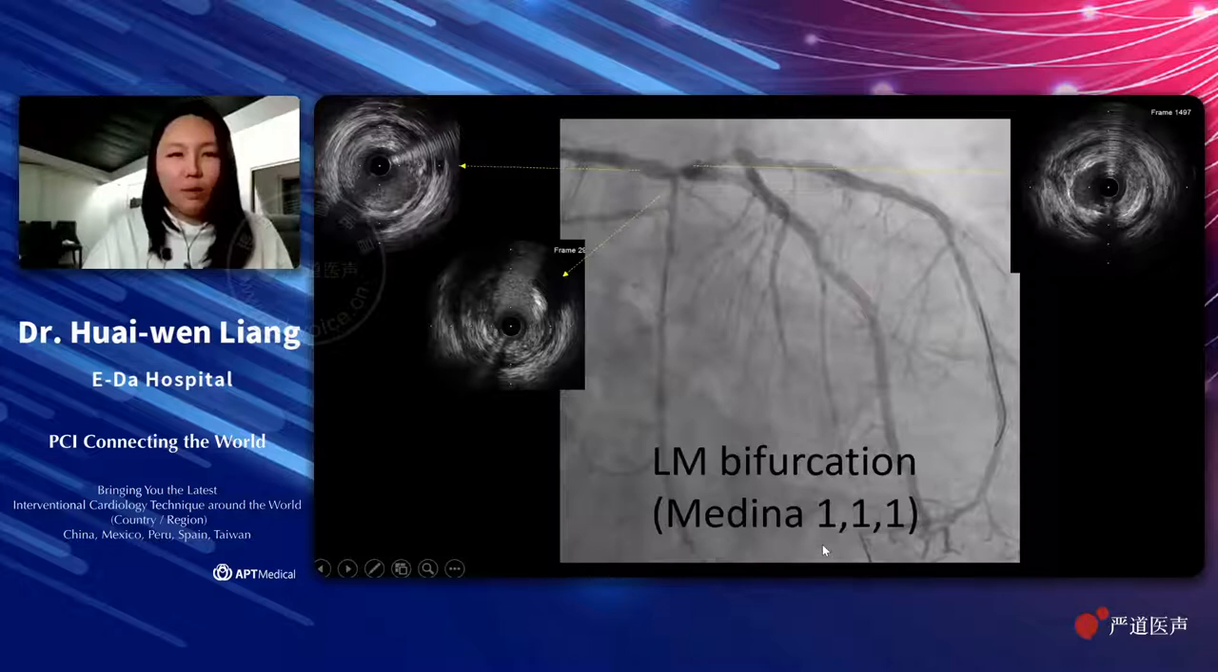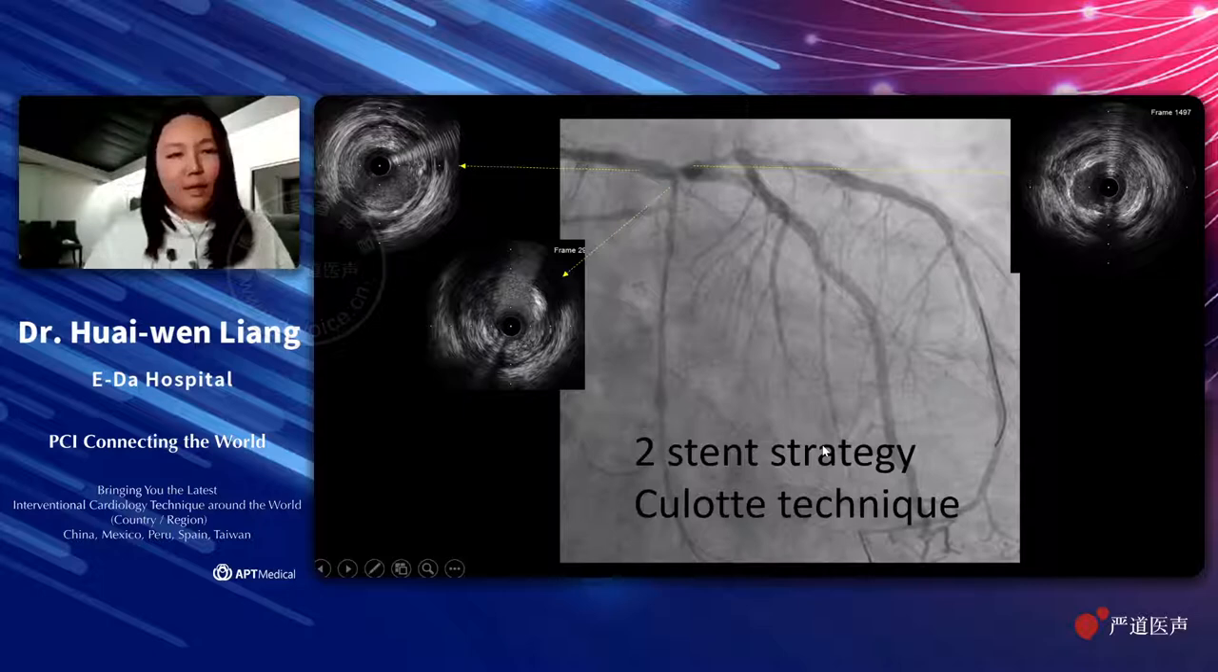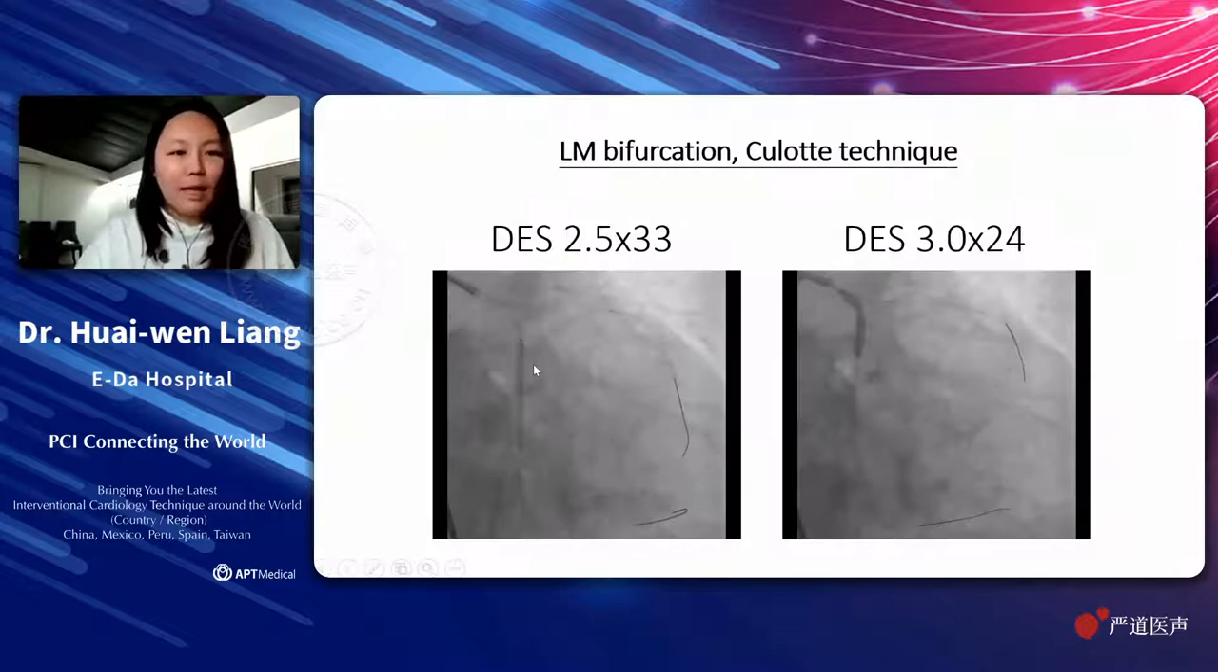And in this case, the circ seems very small, but from IVUS, it has a 3.0 diameter. And the LAD ostium has a 3.5 diameter. So my strategy was the crush technique, since the diameter of the two branches was similar. And the angle, I think, was about 80 degrees, which is kind of favorable for crush. So I put the first stent. The landing zone was guided by IVUS, because by IVUS we know there's little plaque burden.